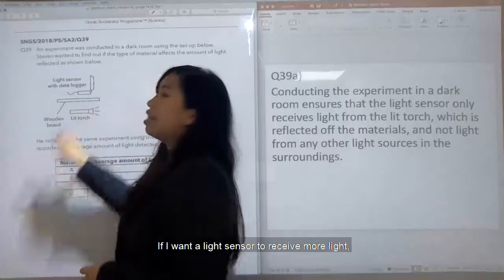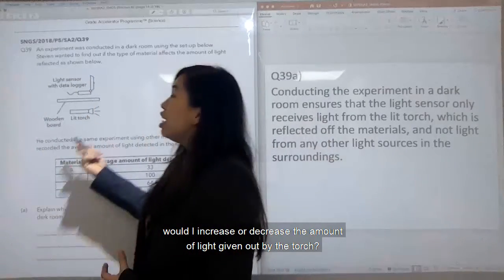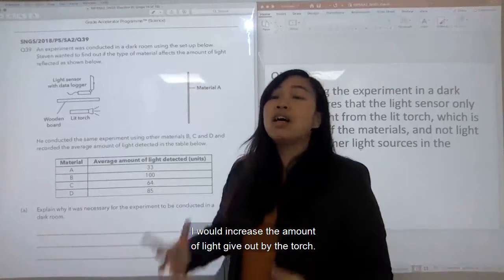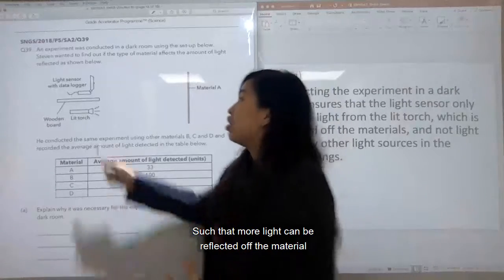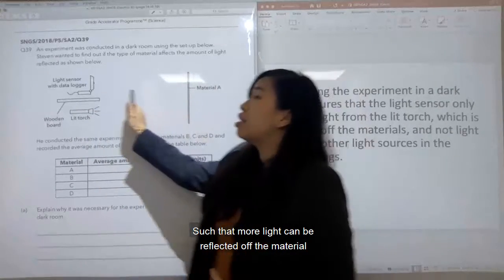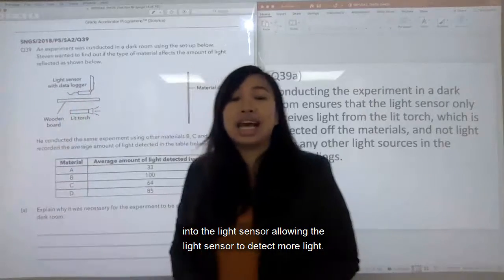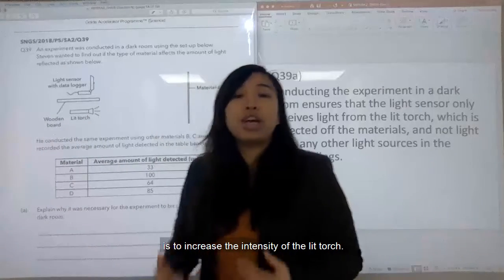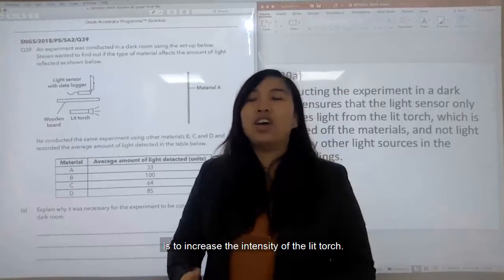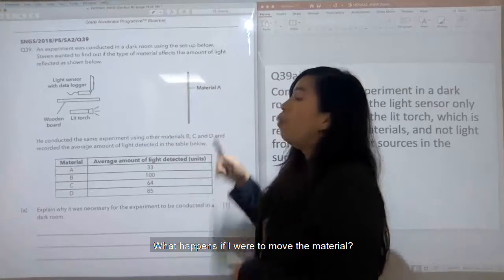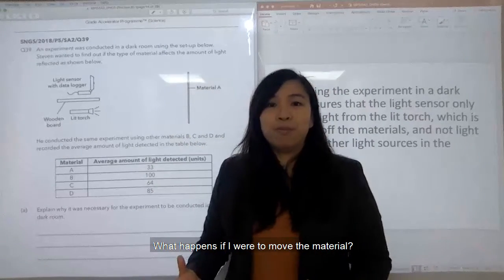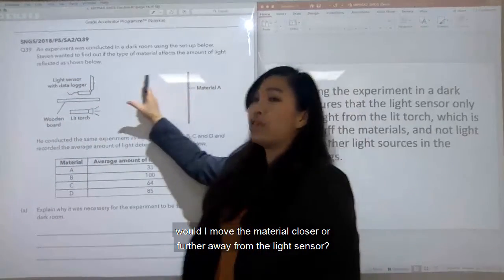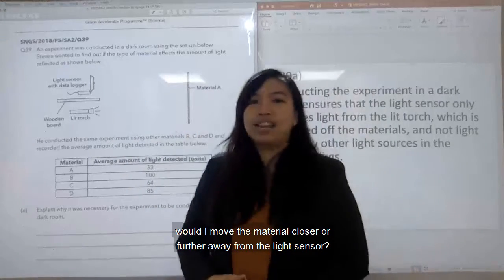If I want the light sensor to receive more light, would I increase or decrease the amount of light given out by the torch? I would increase the amount of light given out by the torch such that more light can be reflected off the material into the light sensor, allowing the light sensor to detect more light. So the first change we can do to the experiment is to increase the intensity of the lit torch. Now, what about the material? What happens if I were to move the material? If I want the light sensor to receive more light, would I move the material closer or further away from the light sensor?